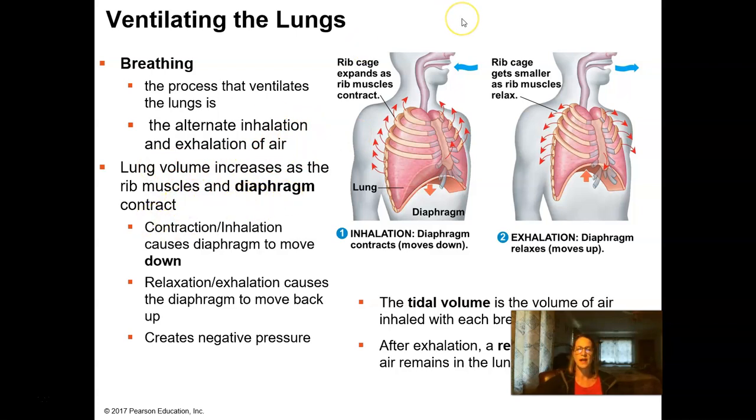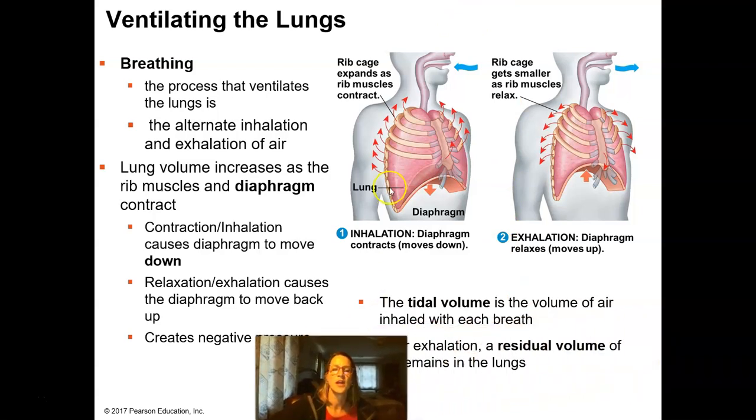When we breathe in, it's involuntary. We can do it voluntarily, but if we're not thinking about it, we still breathe. When we breathe in, we're contracting our rib muscles and our diaphragm. When we contract our rib muscles, we move our ribs up and we push our diaphragm down. That creates negative pressure, and air rushes in and fills the lungs.